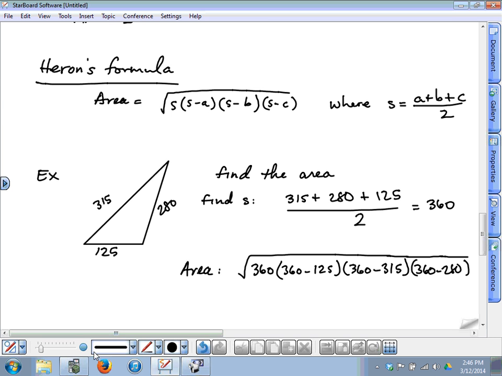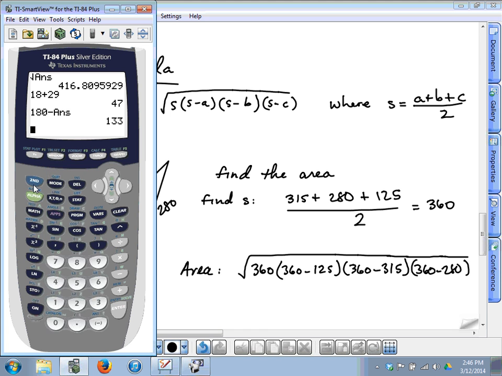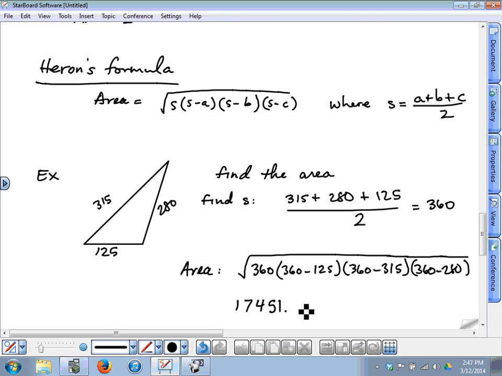So type this into your calculator. If you're careful, like I wasn't the last time, I'll try better this time. Type it in all at once if you want to. 360, make sure to put all the rest in parentheses. 360 minus 125, 360 minus 315, and make sure these are all underneath the square root. So it turns out it's about 17,451.6 for the area.